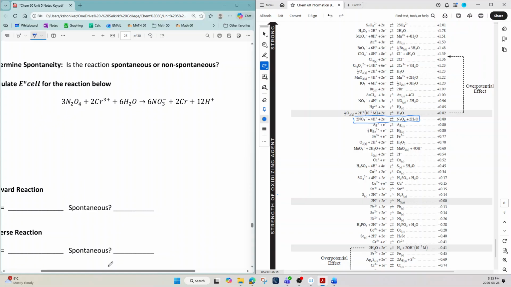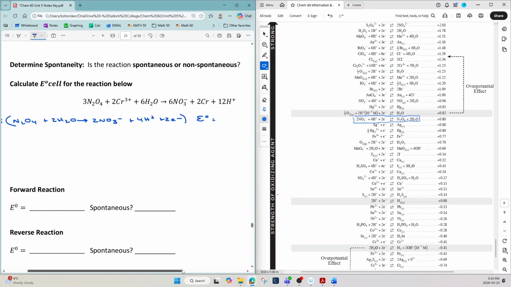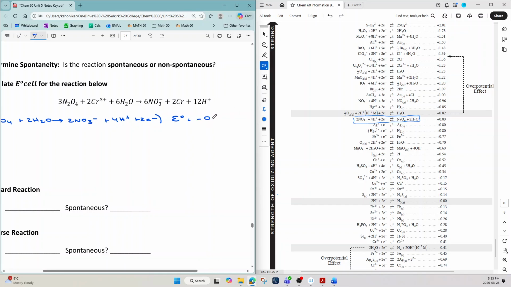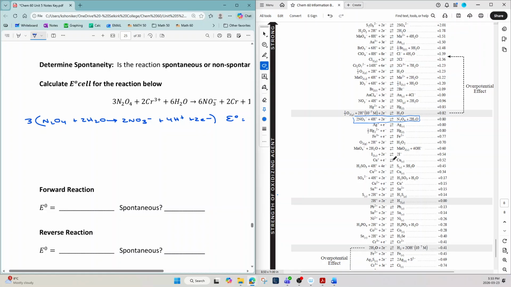So if I look at these as two half reactions, the N2O4, and I can write this as balanced or not, it doesn't matter, is adding to the two waters and forming two nitrates, and 4 hydrogens, and 2 electrons. Now, yes, this whole equation has been multiplied by 3, but that's not going to affect my E value. Because this is my oxidation, I have to reverse it, and it's going to be negative 0.80.